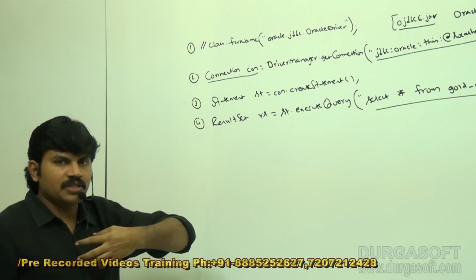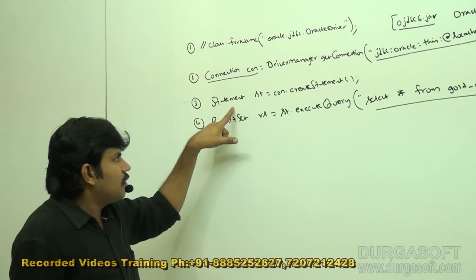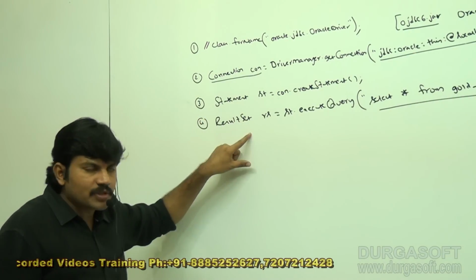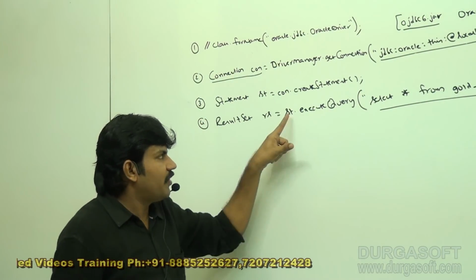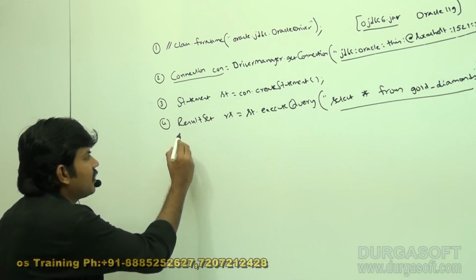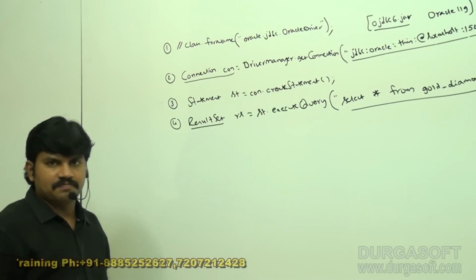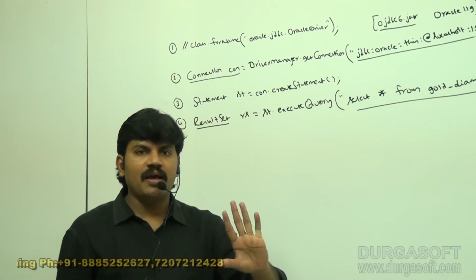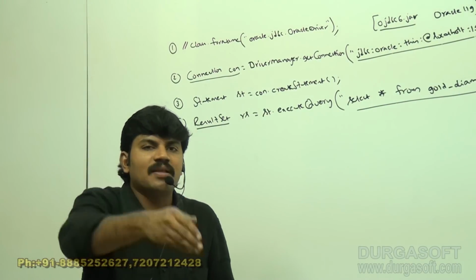Second step, establish a road. Third step, prepare vehicle. Fourth step, send our query with that vehicle, execute that query and bring the result in the form of result set. That's all, sir. Java application has a result set. Now process that result set.